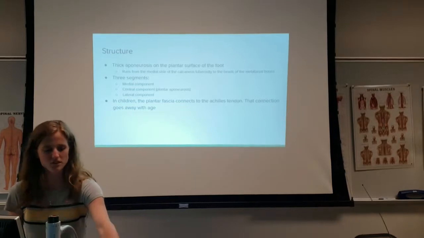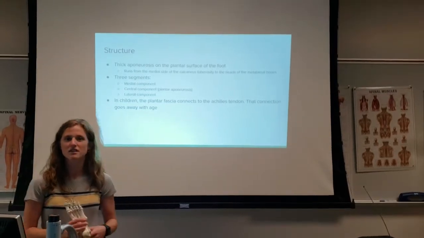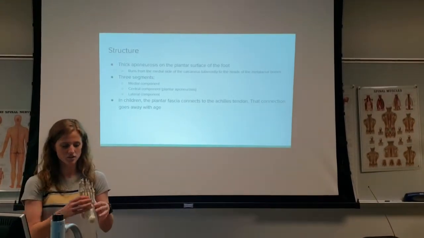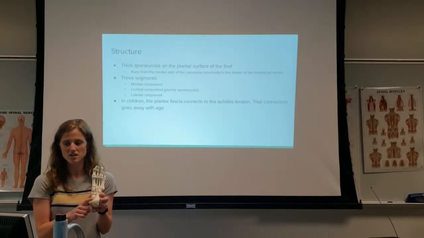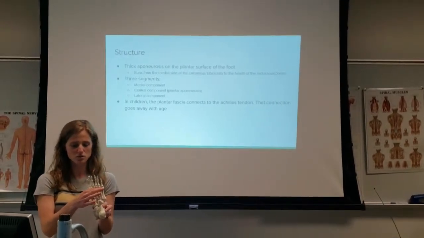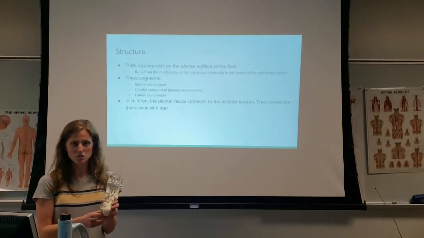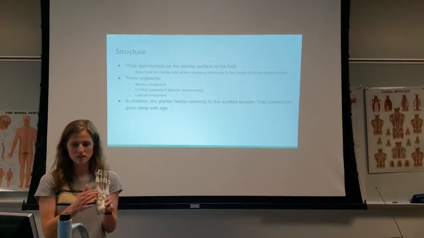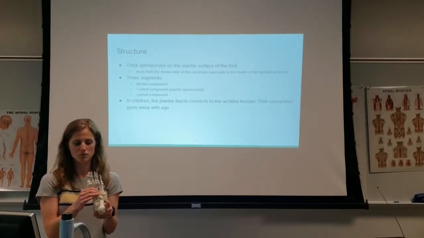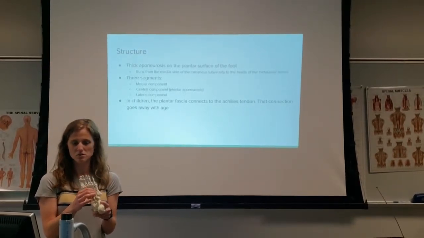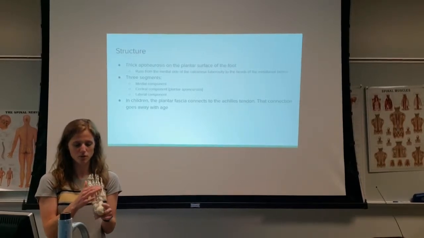So the specific structure of the plantar fascia is a thick fascial aponeurosis on the plantar surface of the foot. It runs from the medial side of the calcaneal tuberosity to the heads of the metatarsal bones. There are 3 segments to it. The first is the medial segment. In the middle is the central segment, which is just considered the plantar aponeurosis. It's kind of the main player, the most commonly referred to part of the plantar fascia. And the third is the lateral component.